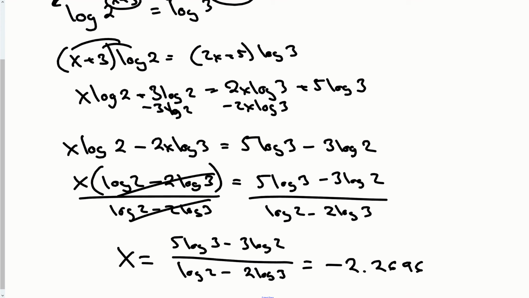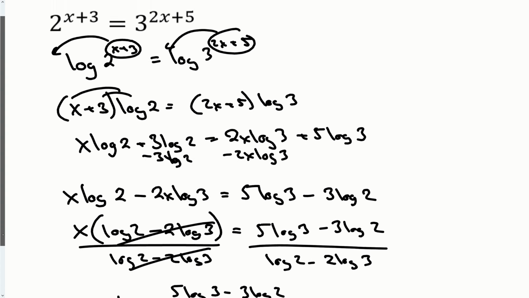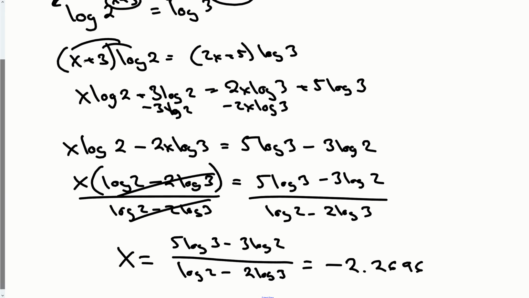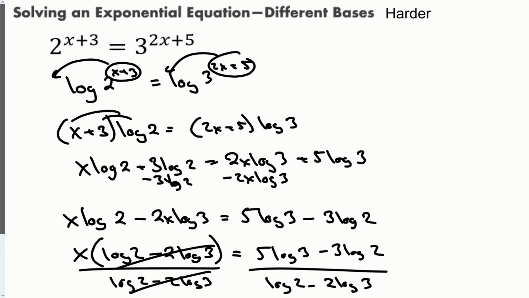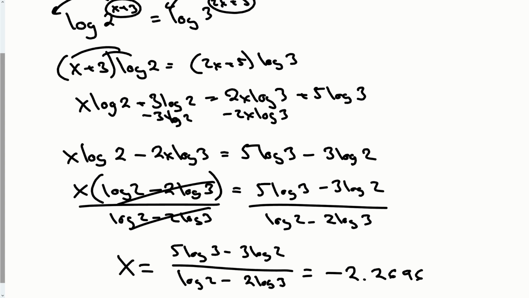Okay, so to recap this problem, because it's a little bit longer, is realize you can't make the 2 and the 3 the same. So take the logarithm of both sides, move the exponents to the front, distribute, collect the x's on one side, factor it out, and divide what's left out so x is by itself. Right? And then calculator for the answer.